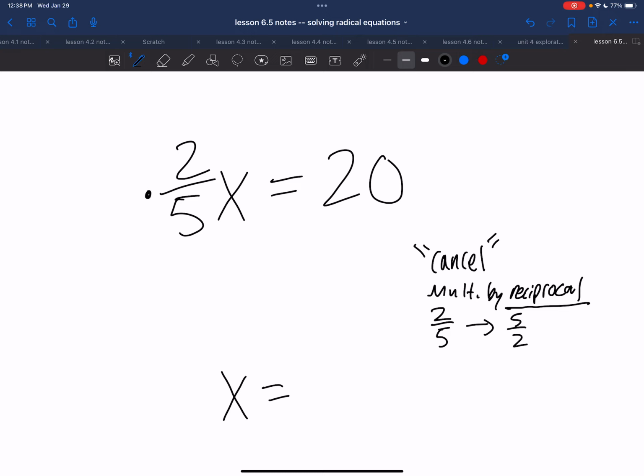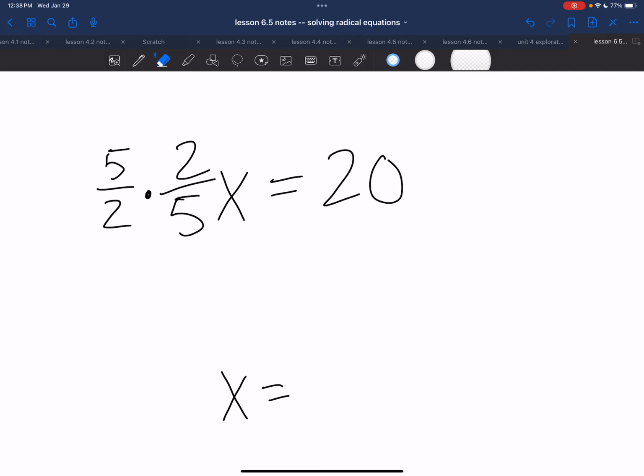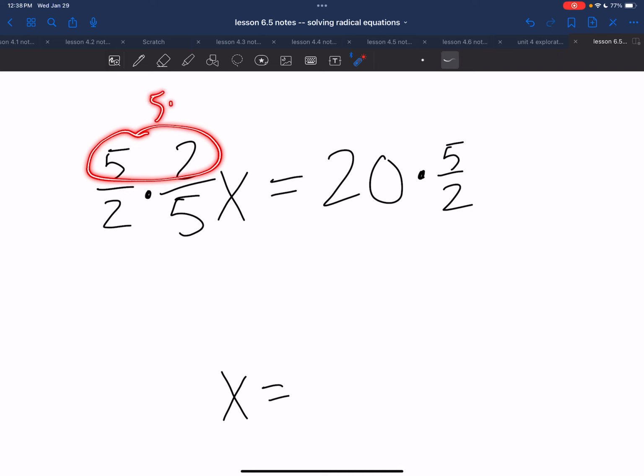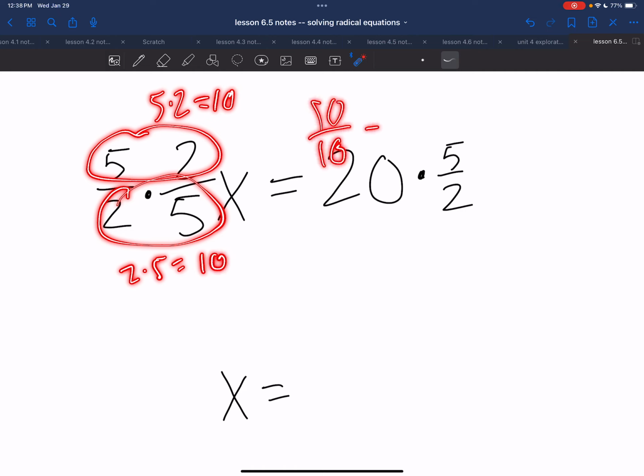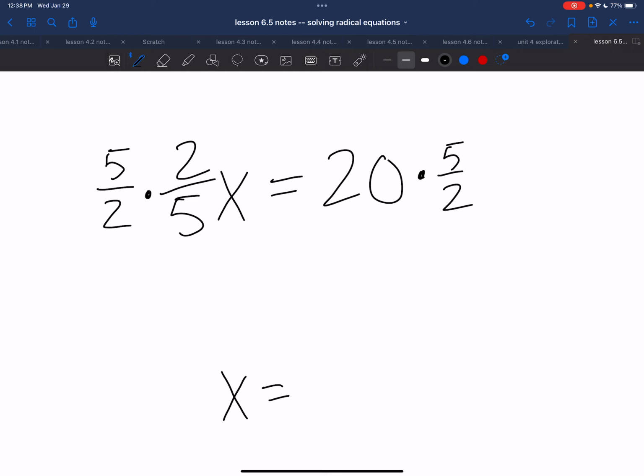So I'm going to multiply both sides by the reciprocal of 2/5, which is 5/2, and get rid of this stuff. Of course, if I do it to the left side, I'll do it to the right side as well, multiplying both sides by 5/2. And watch what happens. What is 5 times 2? That's 10. And 2 times 5? That's 10. Now this fraction is 10 over 10, which is 1. This is what I meant by canceling, because now you just get 1x.